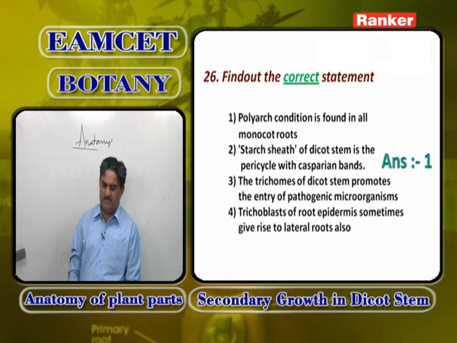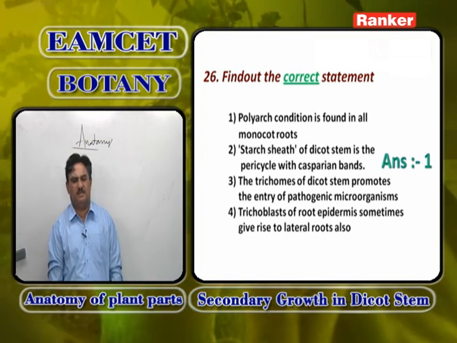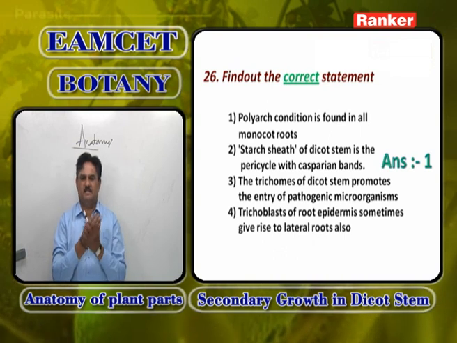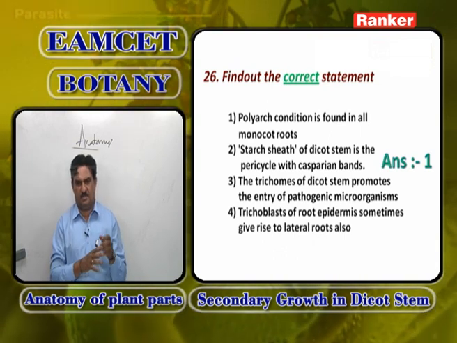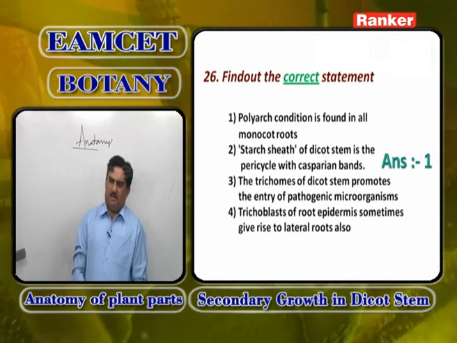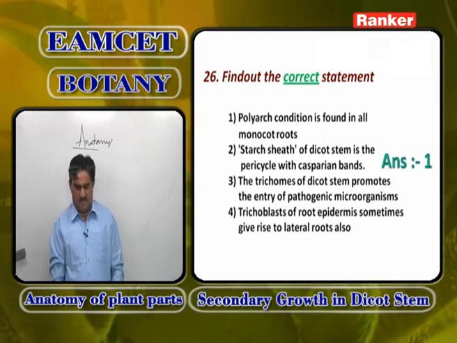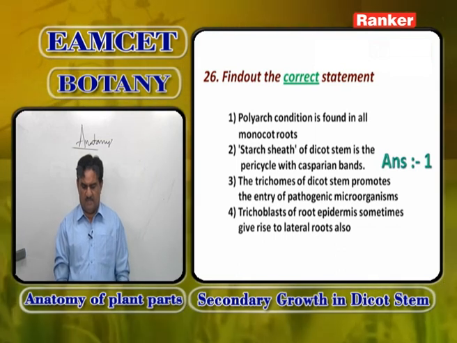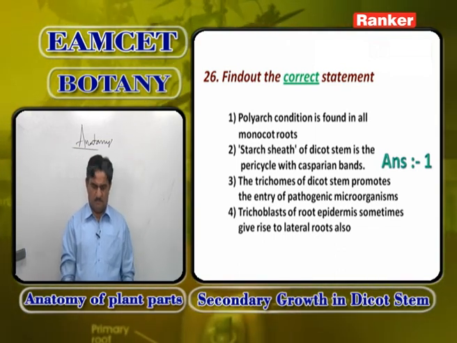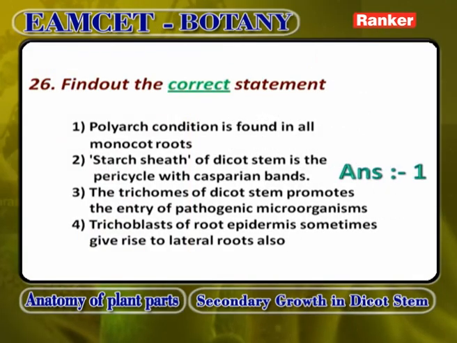Trichoblasts of root epidermis sometimes give rise to lateral roots also. Very, very wrong. Trichoblasts are special epidermal cells in a dicot root or monocot root that give rise to unicellular, delicate hair-like structures called root hair. They do not give rise to lateral roots, they give only root hair. So the answer for this is polyarch condition of xylem, or polyarch condition is found in all monocot roots.